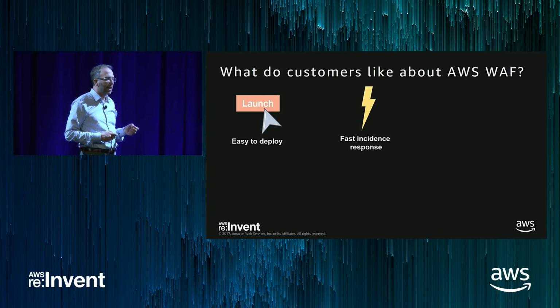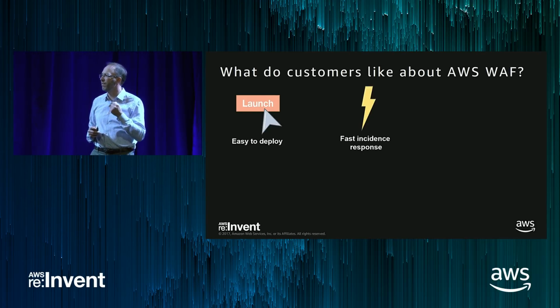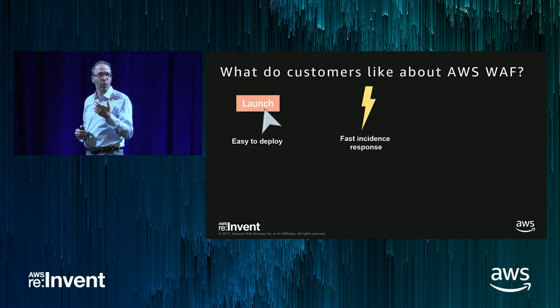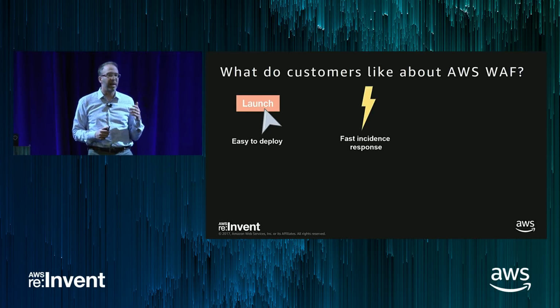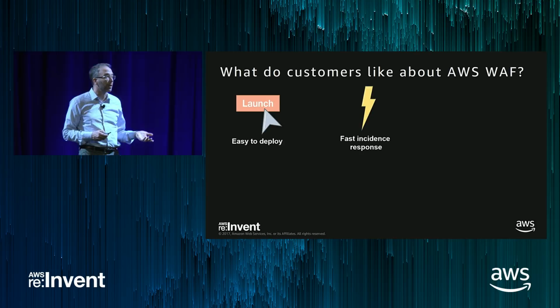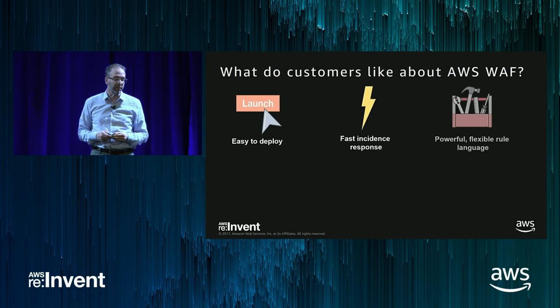They also like the fact that we give you the capability to have very fast incident response. So one of the things that we did when we built WAF is we said, we want changes that customers make in the control plane, in the console, to propagate very quickly out to our global network. And so changes that you make in your rule configurations propagate globally in under 1 minute, regardless of whether you're using CloudFront or application load balancer.